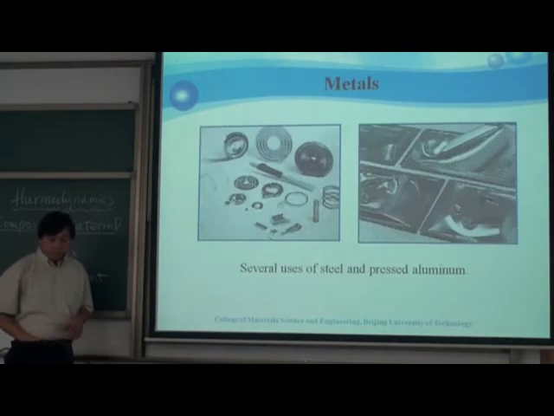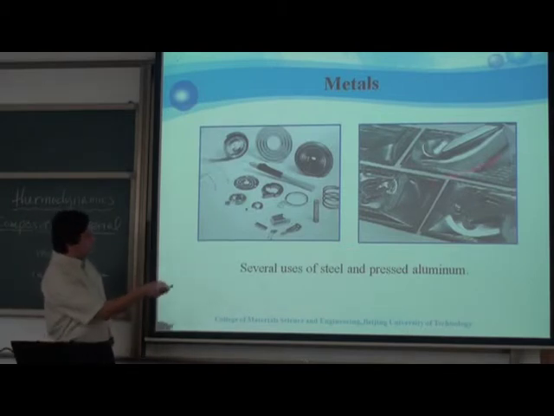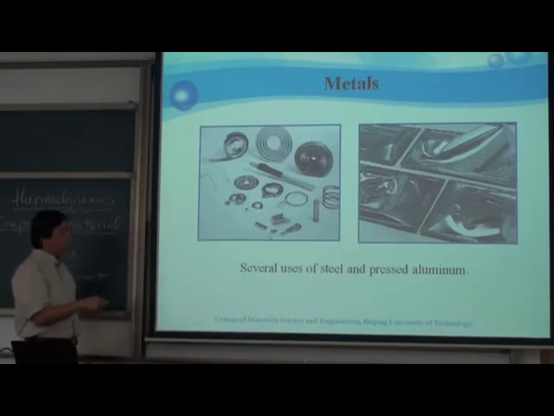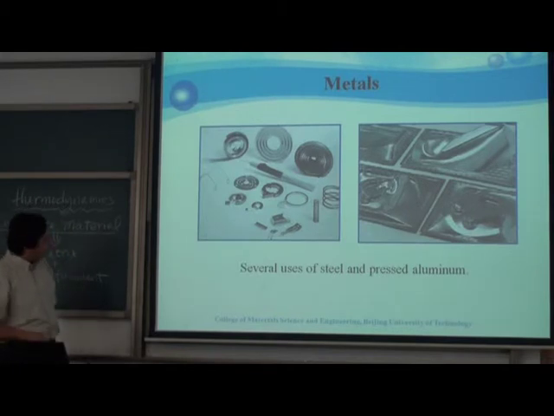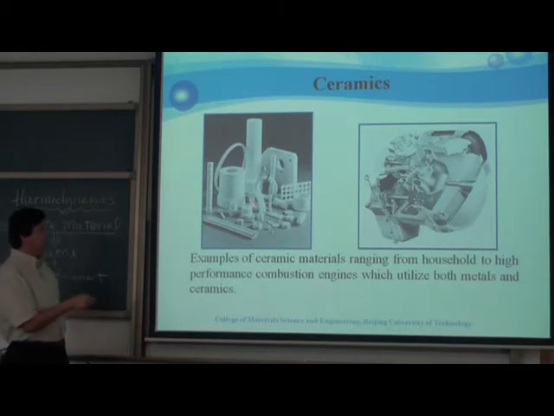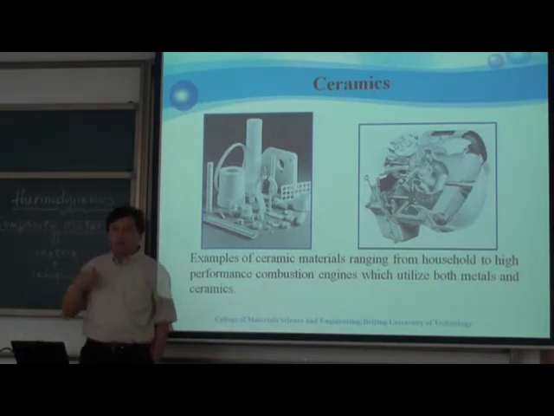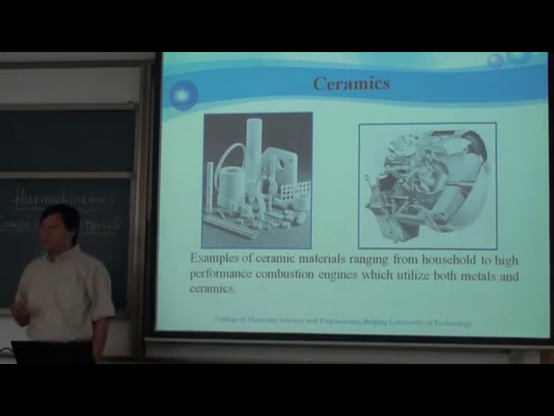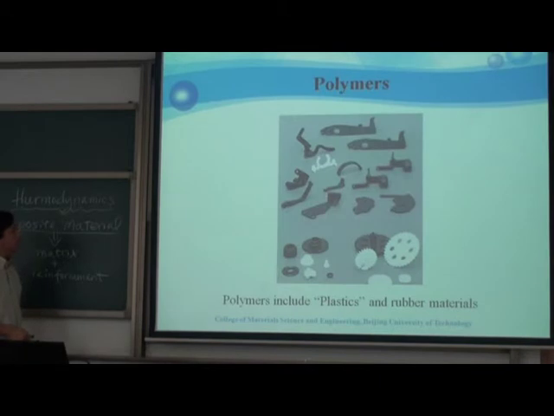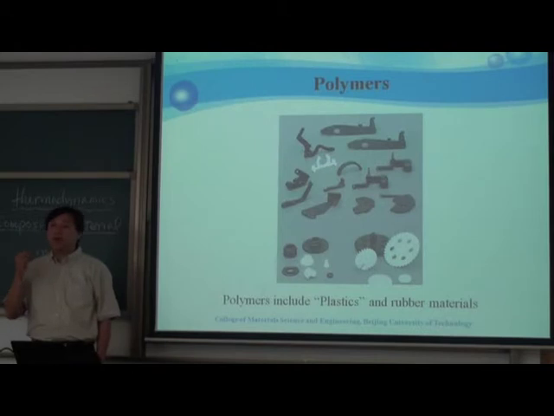Okay? So here are some pictures for different materials like metals. Here we have pressed aluminum in different household applications, and also some of the steel parts. And ceramics, we have ceramic material ranging from household to high performance combustion engines. So this kind of a combustion engines in your car use both metals and ceramics. Okay. Now here we have some examples of plastics and rubber. These are examples as polymeric material.